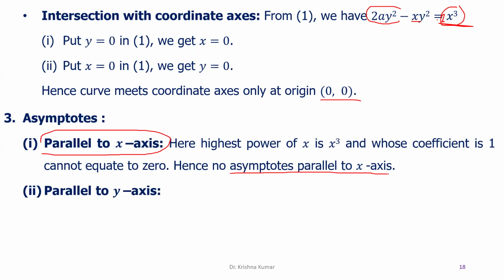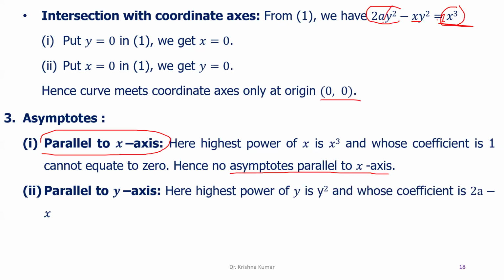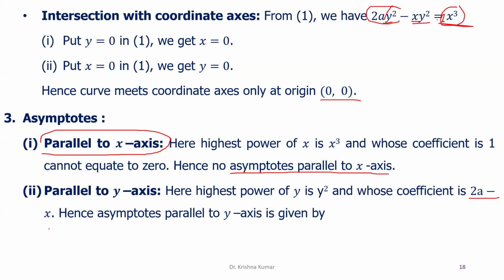Let us take the asymptotes parallel to the y-axis. Here, the highest power of y is y square, and its coefficient is 2a minus x. Hence, the asymptote parallel to the y-axis is given by 2a minus x equal to 0, which gives us x equal to 2a. So, x equal to 2a is the asymptote which is parallel to the y-axis.